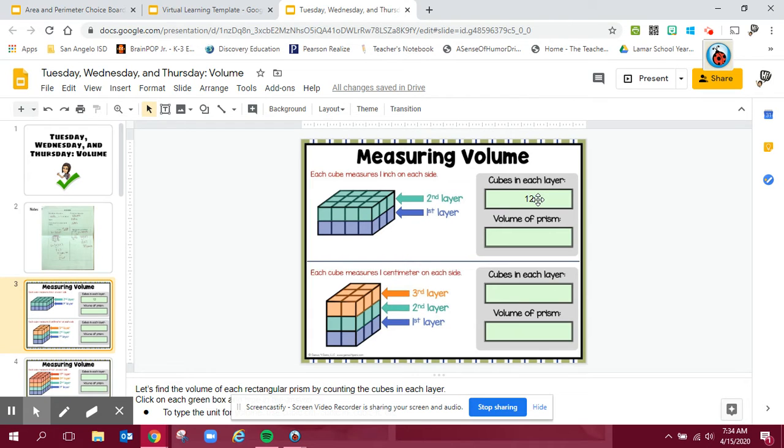Okay? So when you think about this second layer, all you have to do is double this number, right? Because you're going to have the same number in each layer. So you're going to have 12 and 12. If you want to, you can think about it like this. Your length is still 4. Your width is still 3. But now your height is 2.